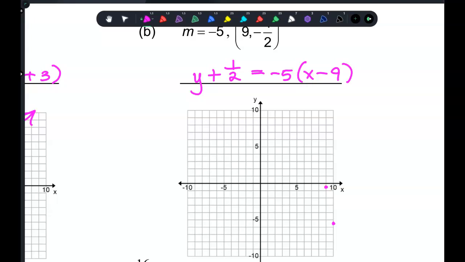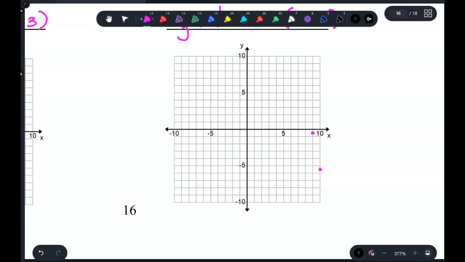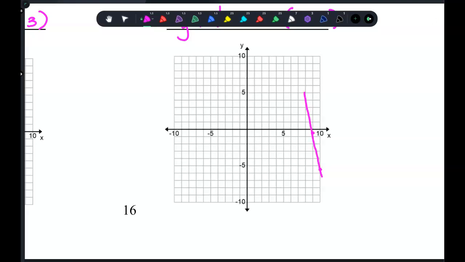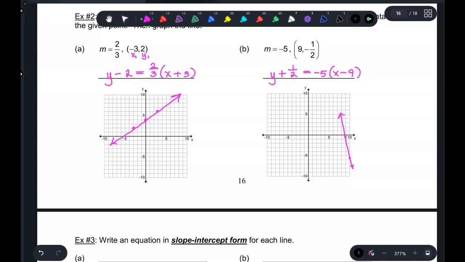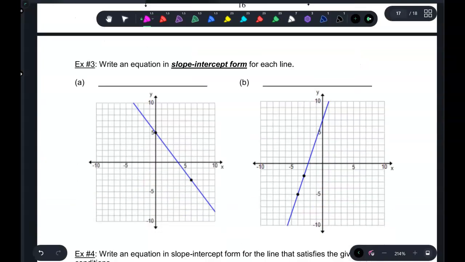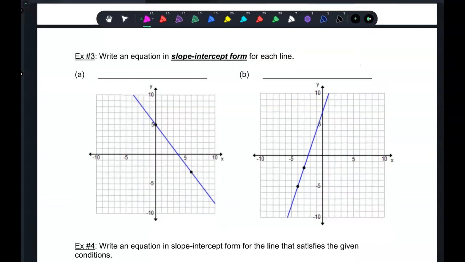Now, if I try to find a third point, it'll go off the graph. So if you wanted to, you could also go up 5 and to the left 1. You don't always want to have a third. No, 2 points is fine. 2 points is all you need. Good. Questions so far? Okay. This should be review.